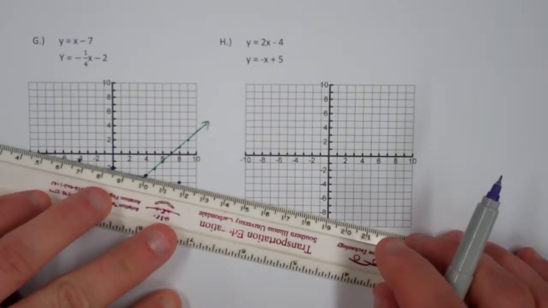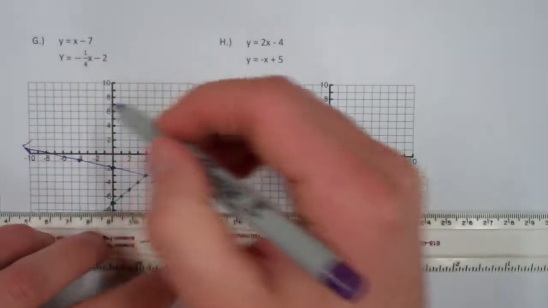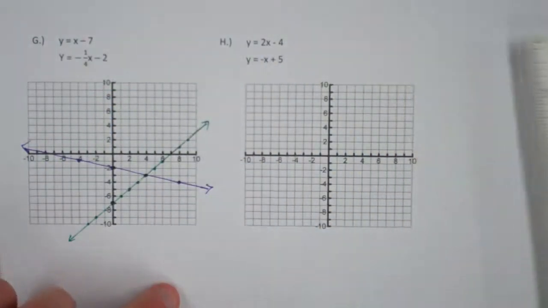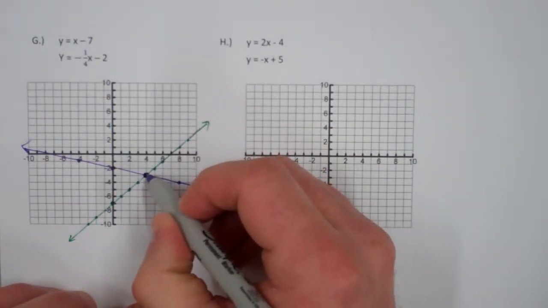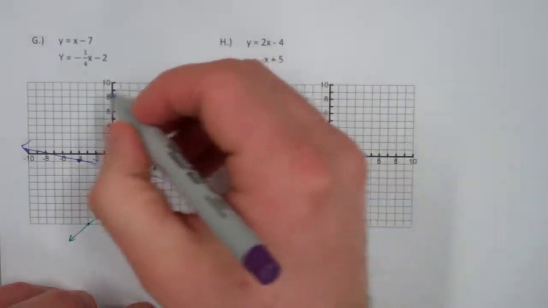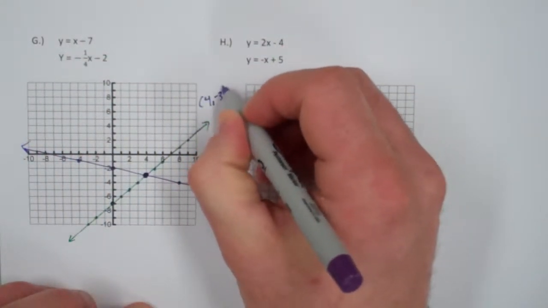So at this step of the game, it is enough to just connect those up, and we can call it good. Except for the check. We absolutely need to check here. So this point here is 4, negative 3. I'll put that right here. That's the solution, at least we think.